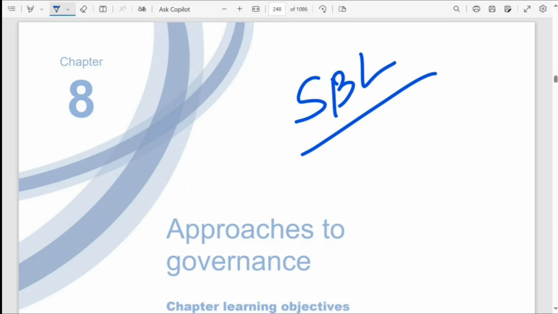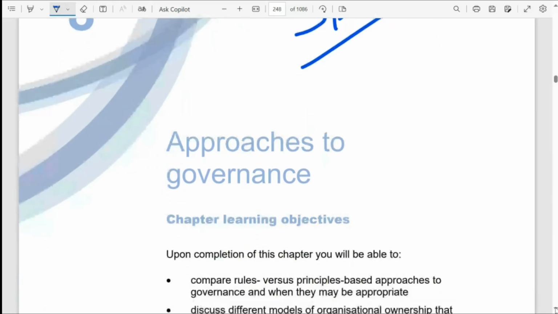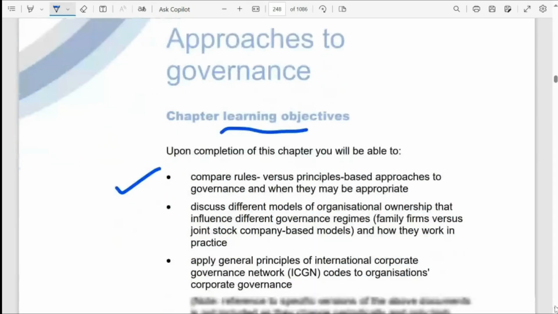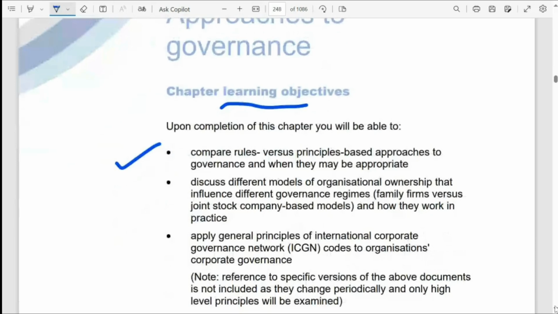Today we start with chapter 8, Strategic Business Leader, Approaches to Governance. This is a specific approach according to rule-based and ethical-based approaches we will discuss today. The chapter learning will be there from we compare rule-based versus principle-based, ethical-based, how we will explain them. We will discuss in details.